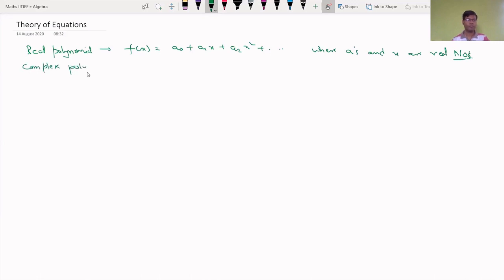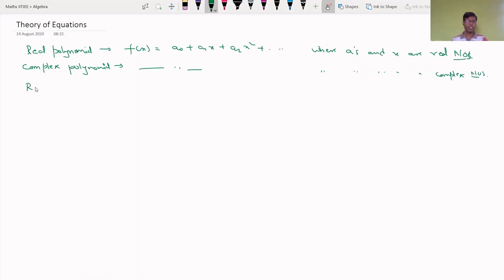Similarly, we have complex polynomial. Again, it is the same f of x, where all a's and x's are complex numbers. It's simple. When all the a's and x's are real numbers, then it is a real polynomial, and if they are complex, then it is a complex polynomial.